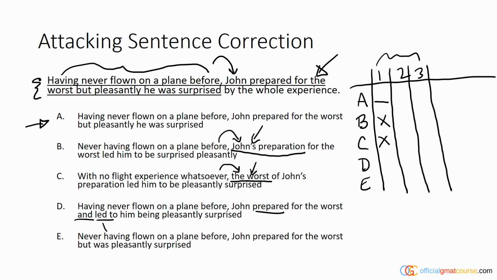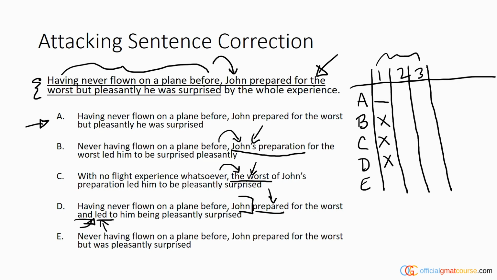This is parallelism. The word led is parallel with prepared, which means anything that came before prepared should be implied right here before the word led. So I should be able to read it as two separate sentences, but it doesn't sound good if I read it as John led to him being pleasantly surprised. John didn't lead to him being pleasantly surprised himself. The fact that John prepared for the worst maybe led to him being pleasantly surprised, but not actually John. So that's out for me. I'm going to cross out D.